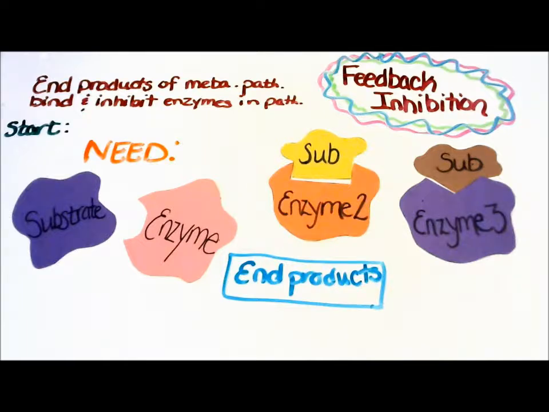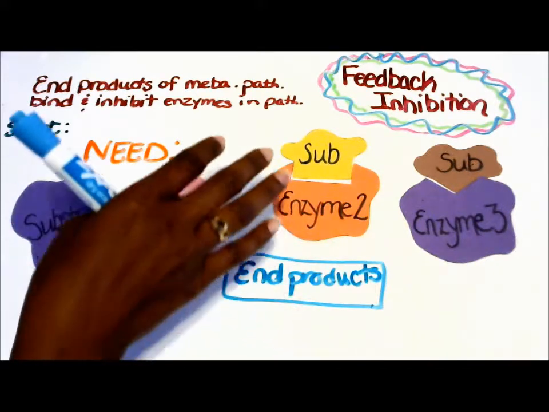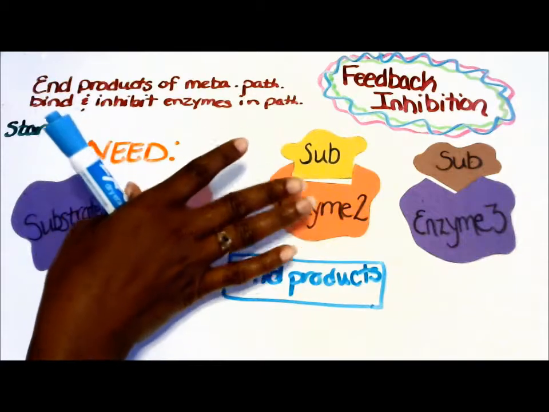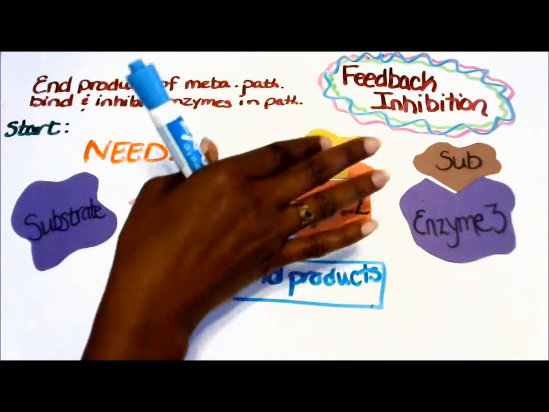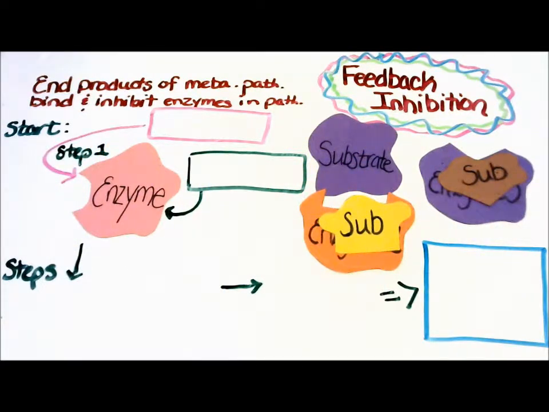So what you will need is an enzyme, substrate, end products. We have our intermediates here, and we have our enzymes that interact with those intermediates. All right, so we have what we need. Let's get studying. In step number 1, we have our enzyme.